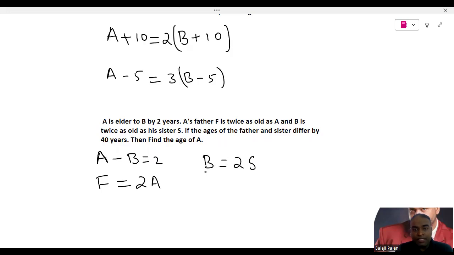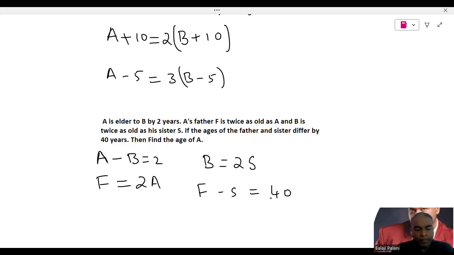If the ages of father and sister differ by 40 years. See, differ is a tricky word. Father is more; since this is father and sister, we can relate that father is more. When two friends are given, we will handle it properly. Father and sister differ by 40 years. So we have f minus s is 40. So this is your second equation.